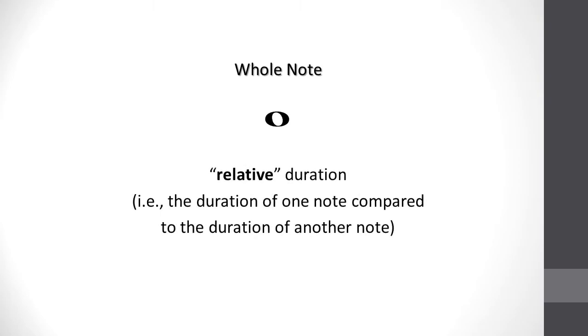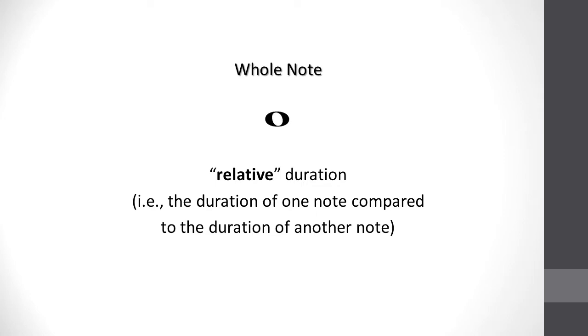The first is called the whole note. It has no flag and no stem. The whole note is the note of longest duration. The exact amount of time a whole note is played for is determined by various factors which we will learn about in the coming lessons. In this lesson, we are only concerned with the relative duration. That is, the duration of one note compared to the duration of another note.